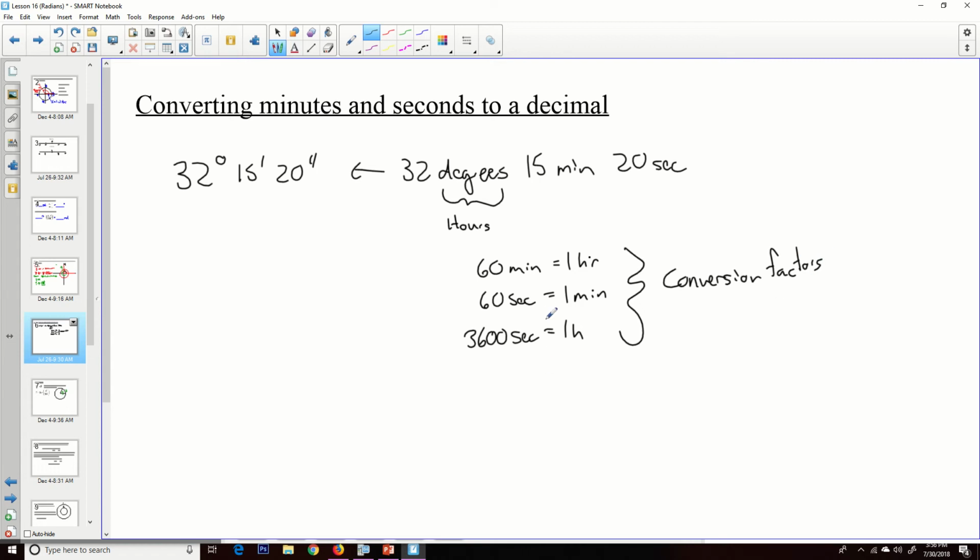We can use these conversion factors to change this 15 minutes into a decimal value. So essentially what we're going to do is leave that 32 there, and we're going to add 15 minutes, which would be 15 over 60 hours, or degrees in this particular instance. Since we're thinking of degrees as the hours, we want to change seconds into hours. Well, we use this conversion factor, so it'll be 20 over 3,600. So this is a real quick and easy way to change this to a decimal value of degrees.